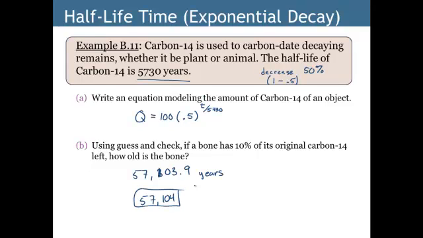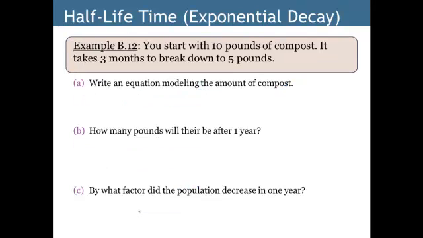57,104. So if you were guessing and checking, you would just keep plugging in t values until you got an answer of 10, and 57,104 would do that. So in other words, if they found some bone that had 10% of its carbon left, that's 57,104 years old. So that's kind of how carbon dating works. All right.